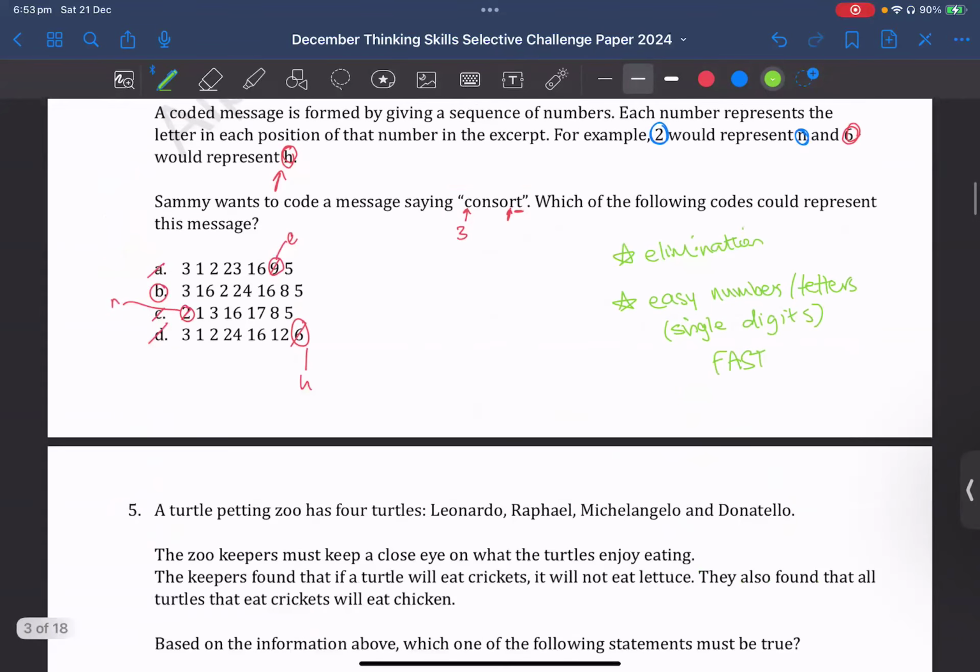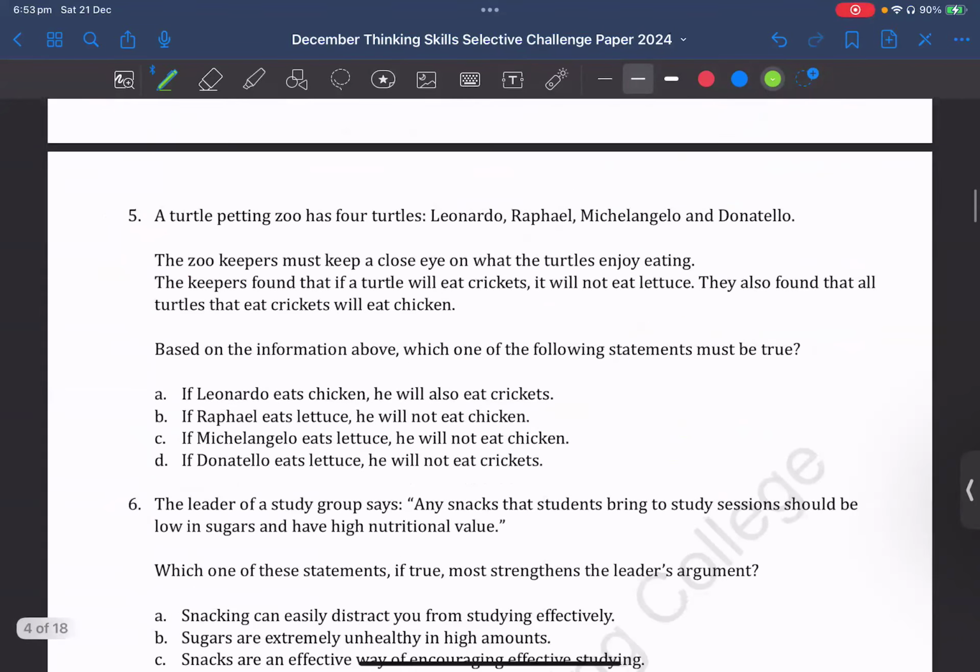Okay, so moving on. A turtle petting zoo has 4 turtles: Leonardo, Raphael, Michelangelo, and Donatello. I hope you understand where this reference is from. Alrighty, so in this question, the zookeepers must keep a close eye on what they enjoy eating. And the keepers found that if a turtle will eat crickets, it won't eat lettuce, and all turtles that eat crickets will eat chicken. So it seems a little bit confusing, written like this.